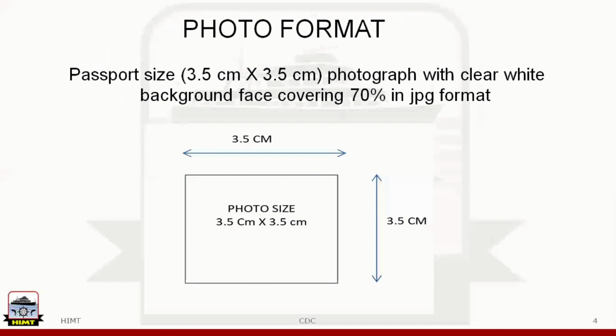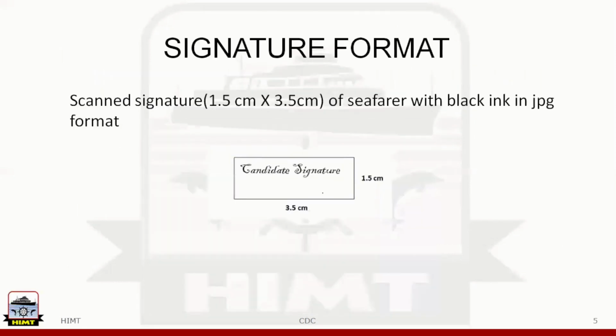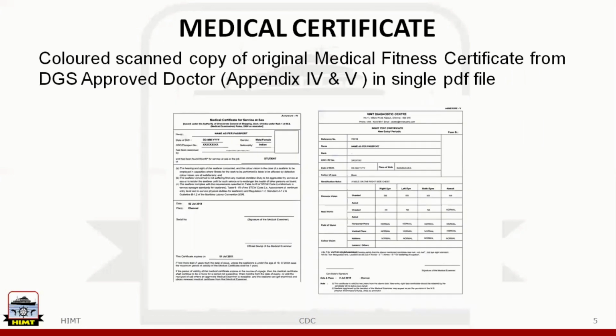Photo format: passport size photograph with clear white background in the size of 3.5 cm into 3.5 cm. Signature format: scanned signature of the seafarer with black ink in the size of 1.5 cm into 3.5 cm. Medical certificate: color scanned copy of original medical fitness certificate from DGS approved doctor.